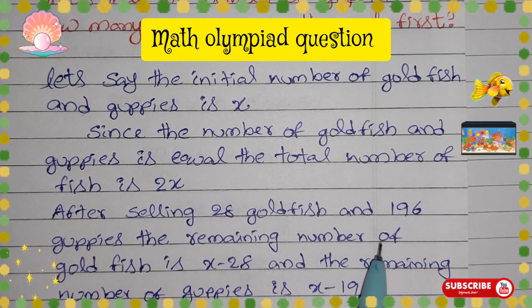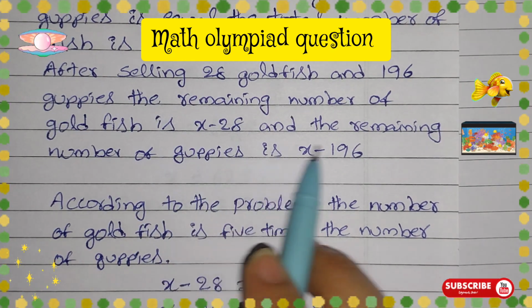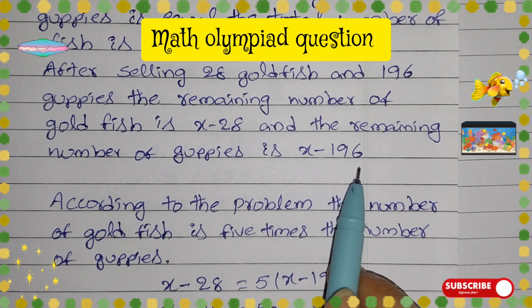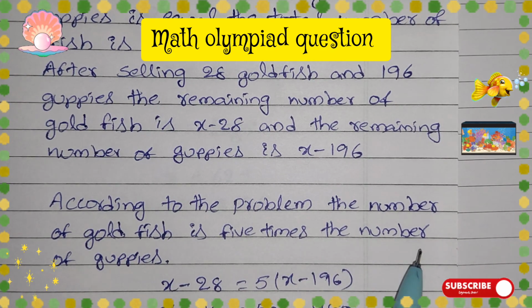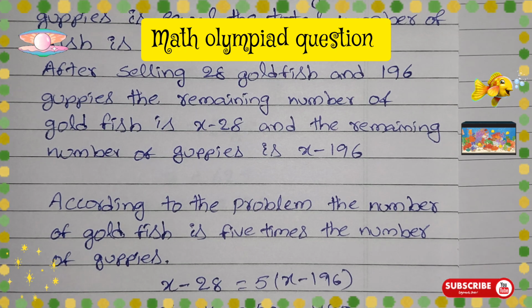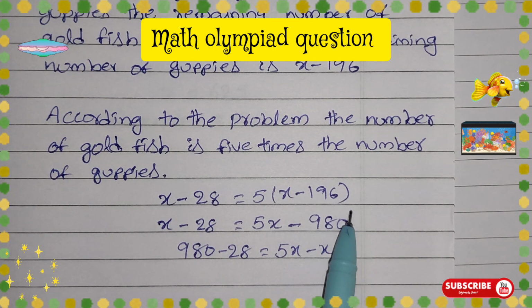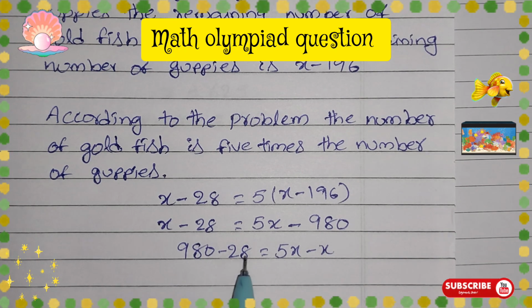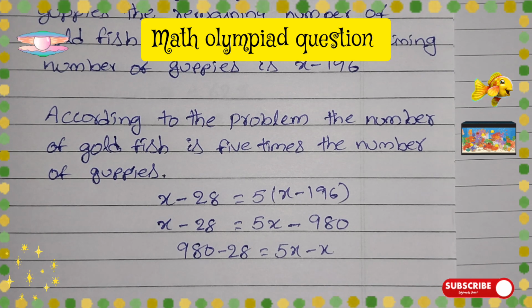After selling 28 goldfish and 196 guppies, the remaining number of goldfish is x minus 28 and the remaining number of guppies is x minus 196. According to the problem, the number of goldfish is 5 times the number of guppies. So the equation is x minus 28 equals 5 times (x minus 196). x minus 28 equals 5x minus 980.